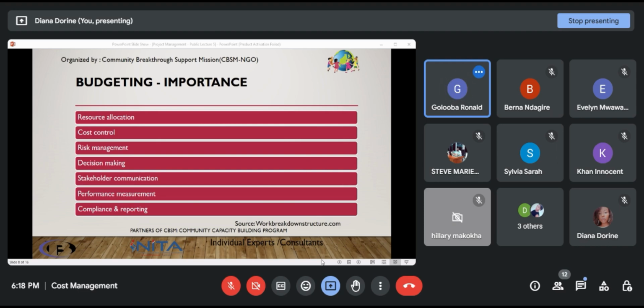And the like. So also budgets are used for performance measurement. The budget serves as a baseline for evaluating project performance by comparing actual spending and progress against the budget amounts and timelines. The project managers can assess the project's financial health, identify areas of concern, and make adjustments to optimize project outcomes.